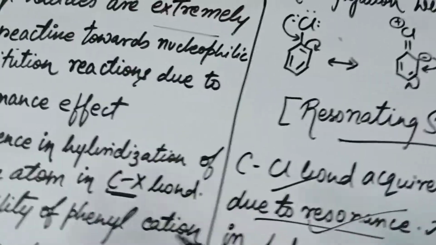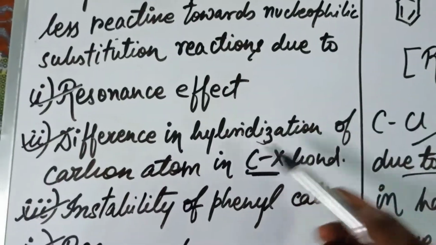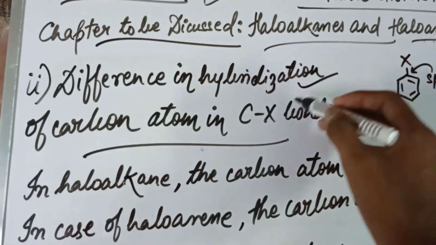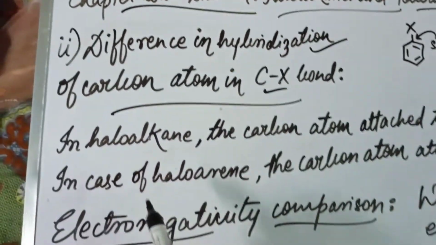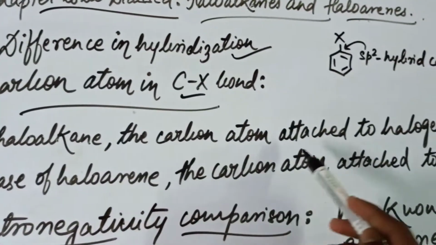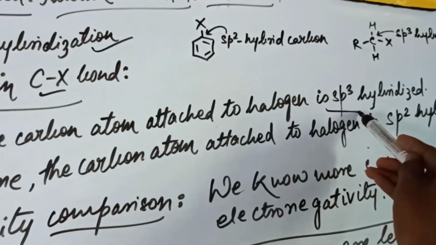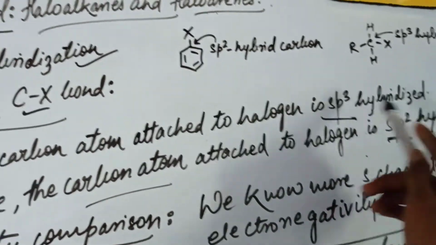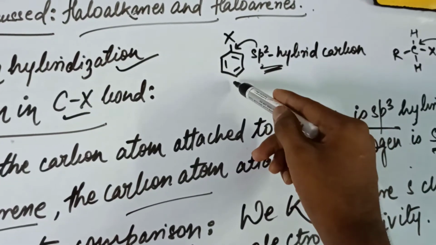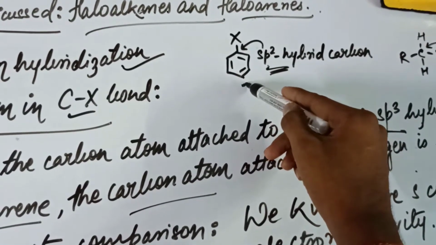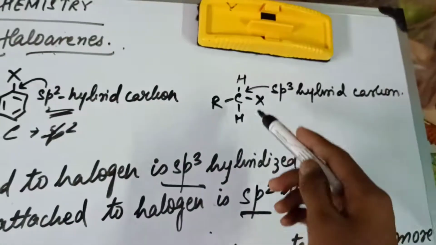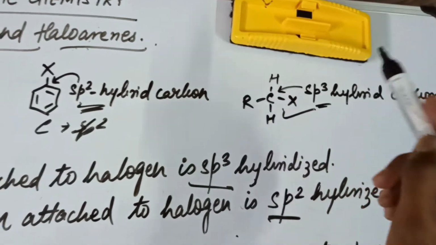Now we come to the rest of the points. The second point is the difference in hybridization of the carbon atom in the C-X bond. In haloalkane, the carbon atom attached to the halogen is sp3. In the case of haloarenes, the carbon atom attached is sp2 hybridized. Look here, sp2. We know that each benzene carbon has sp2 hybridization, and in haloalkane it has sp3 hybridization.